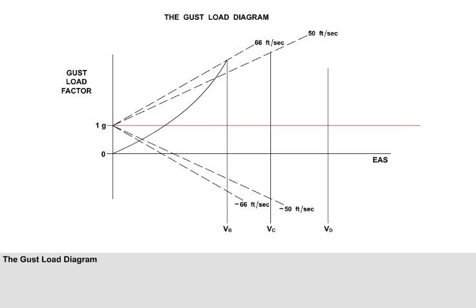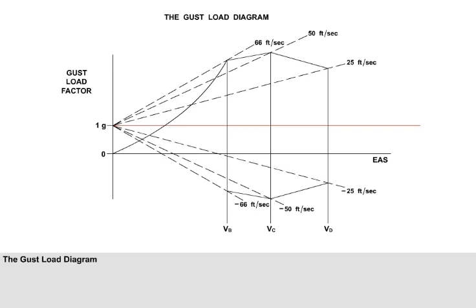Protection must also be provided for the remote possibility of a vertical gust during a speed upset towards VD, the design dive speed. Therefore, at VD, the structure must be strong enough to withstand a 25 feet per second sharp-edged vertical gust, both upwards and downwards. The intersections between the design gust values and their associated design speeds can be linked to form the complete gust load diagram.